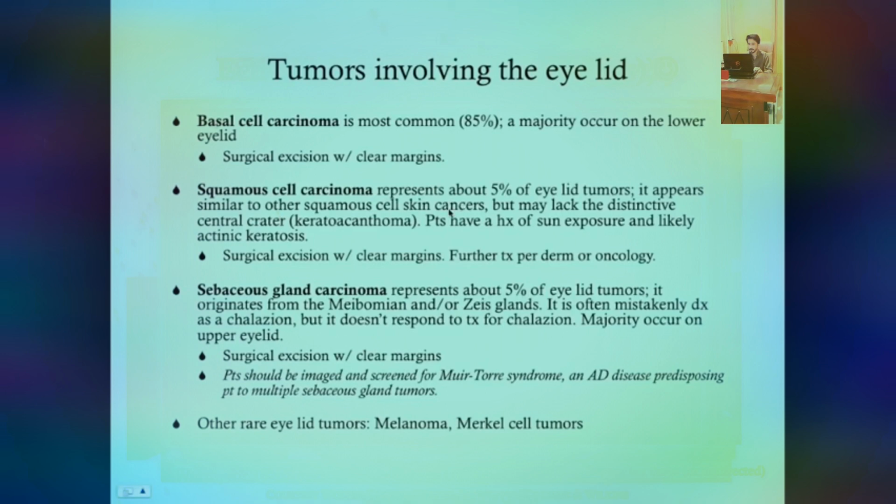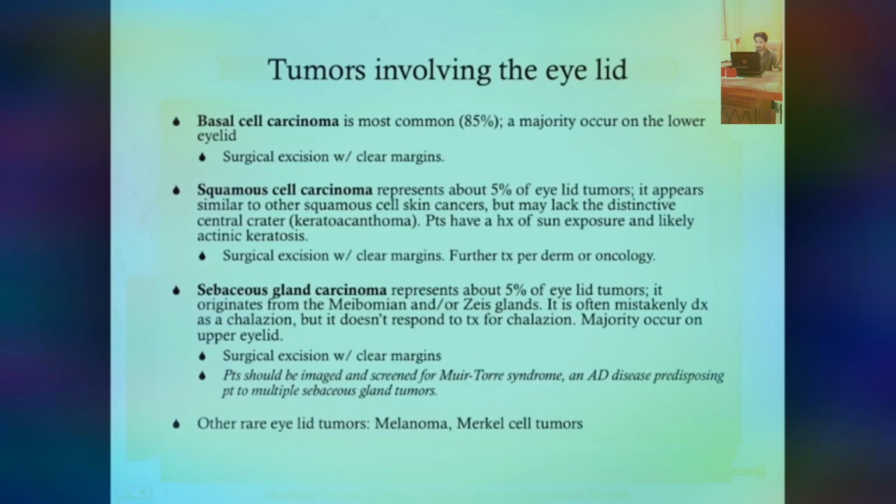Squamous cell carcinoma makes up about 5% of eyelid tumors. It appears similar to other squamous cell skin cancers, but in some cases it can lack that distinctive central crater that you see in squamous cell cancers, and that's known as a keratoacanthoma. With any squamous cell carcinoma, the patients will typically have a history of excess sun exposure or possibly even a history of actinic keratosis. Surgical excision is done here as well, with clear margins. It's a little bit more difficult to do, because squamous cell carcinoma doesn't have as nicely defined margins as basal cell carcinoma.